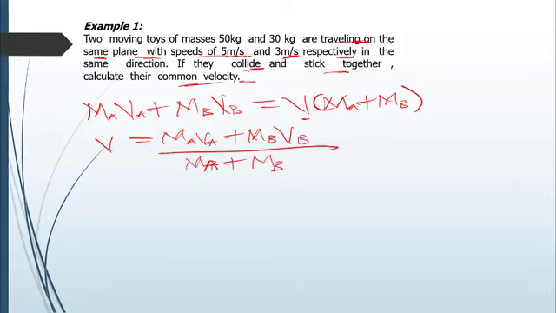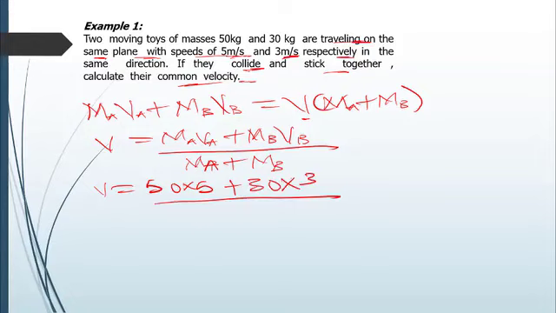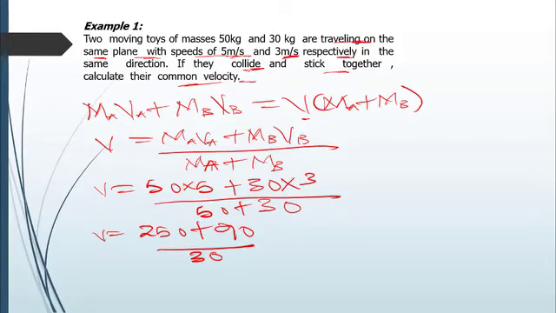Now let's try to substitute the values inside this equation. So we're going to have 50 times 5. The mass of the first body is 50 and the velocity of the first body is 5, plus mass of the second body 30 times velocity of the second body 3, all over MA, mass of the first body 50, plus 30. So we're going to have 50 times 5 is 250 plus 30 times 3 is 90, all over 50 plus 30 is 80.